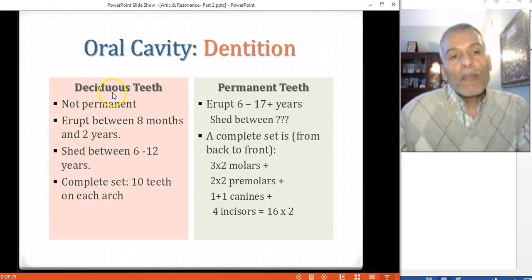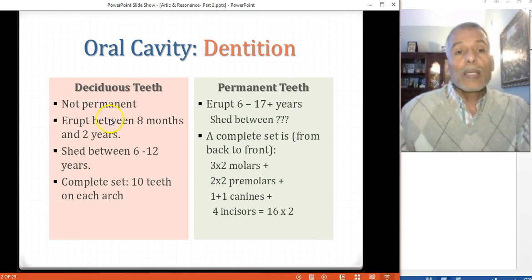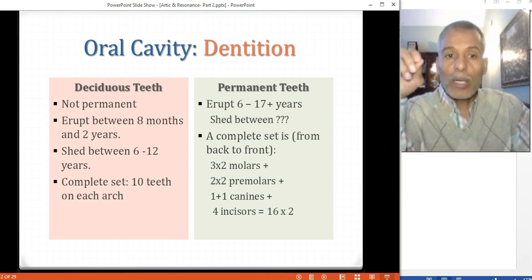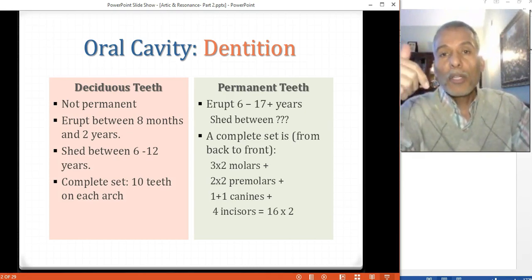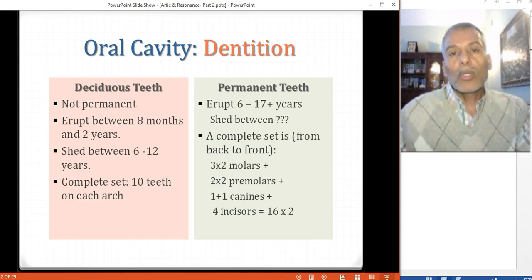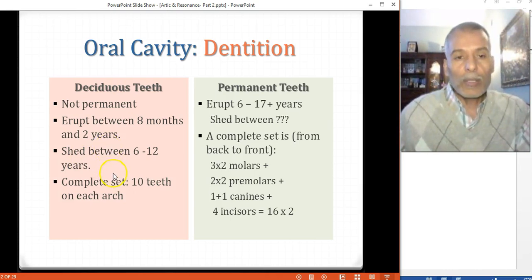So we have the deciduous teeth or arch and the permanent teeth. Sometimes these are called milk teeth. These are not permanent, and they erupt between ages 8 months and 2 years. In your textbook, you are going to find exact dates for the eruption and the disappearance of each one of these, because they tell us a lot about the age, and also about speech production. So we need to pay attention to this.